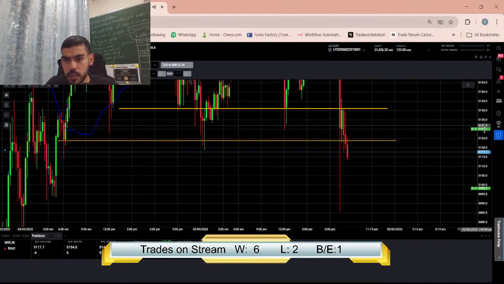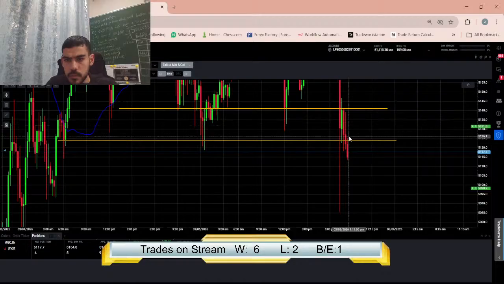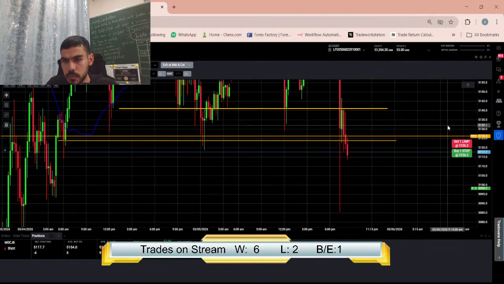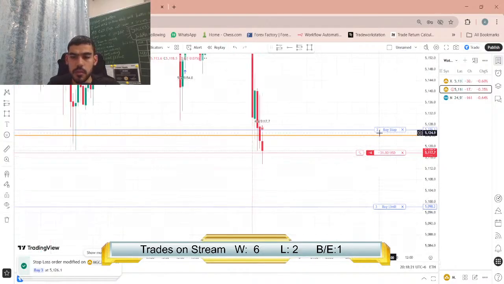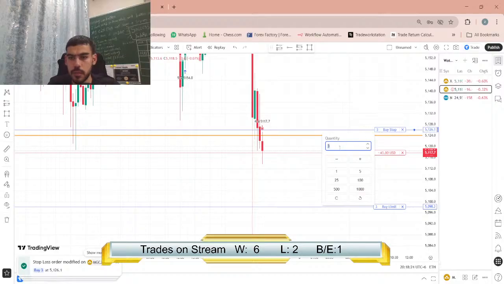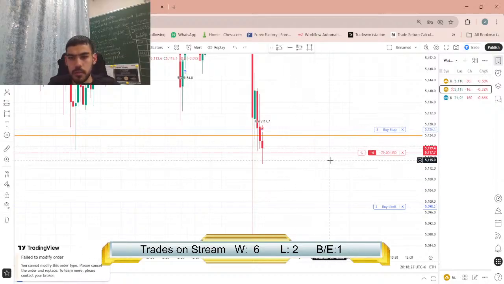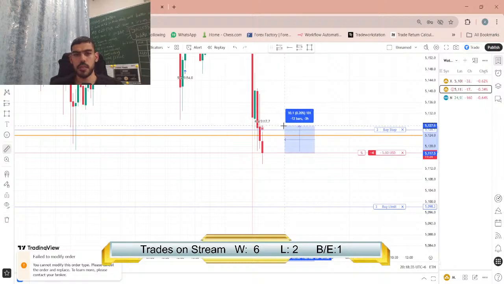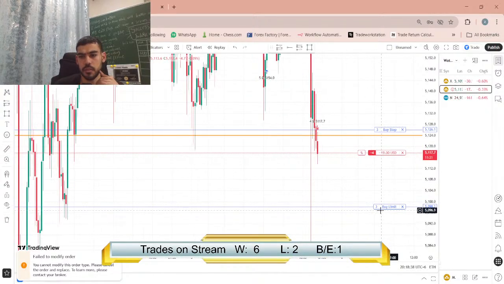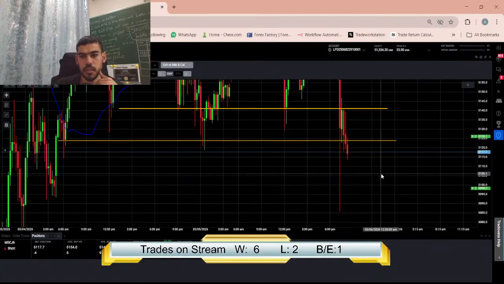I'm going now to move my stop loss above this wick right here. Above this wick. Yep, confirm. Yep, that's it. It's a little bit less than 100, less than 1%. So let's see how it will go.